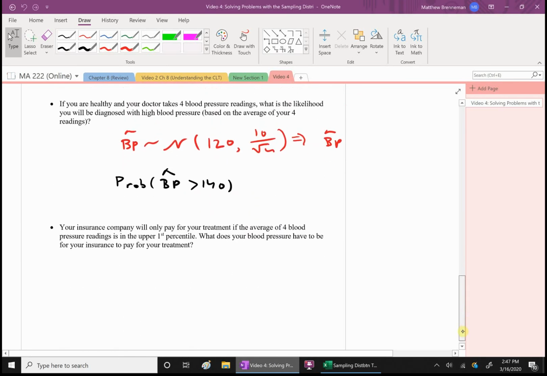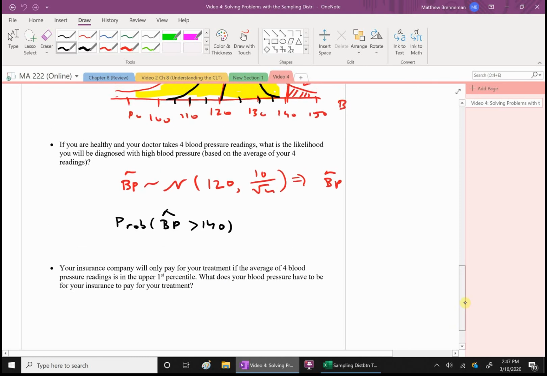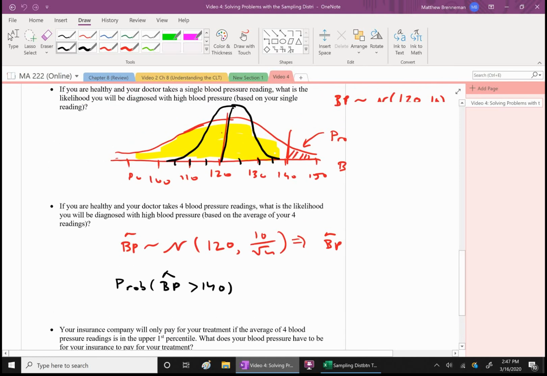Now it says your insurance company will only pay for treatment if the average of the 4 blood pressures is in the upper first percentile. Okay, so the idea here is that we want to find the value that's in the upper first percentile. So there's some value here such that the average of the 4 blood pressures, the probability that it's greater than that is only 1%, and I want to find that value.